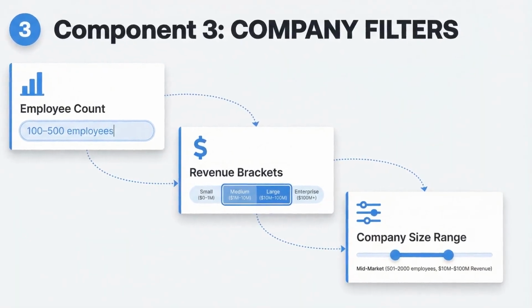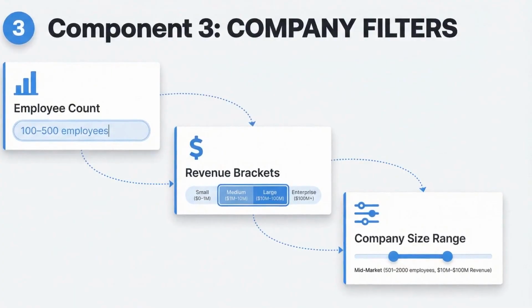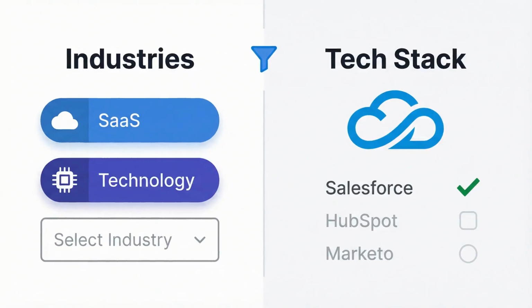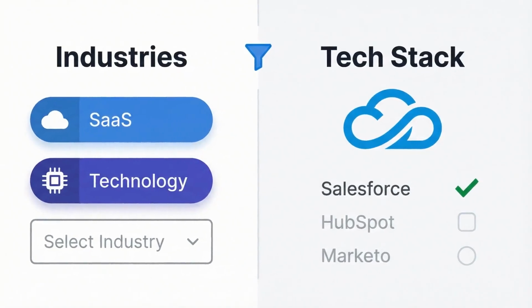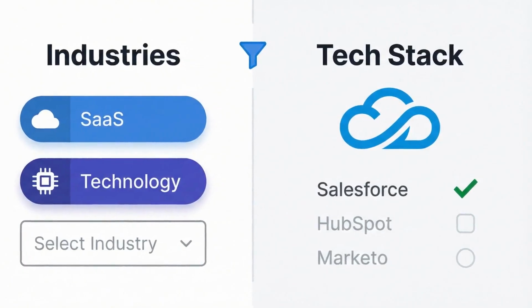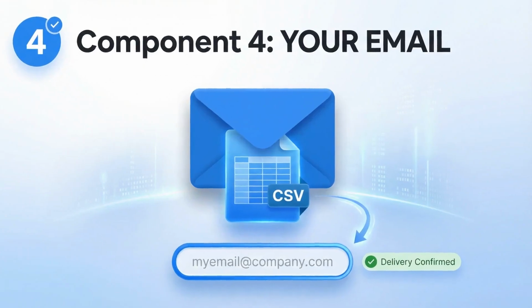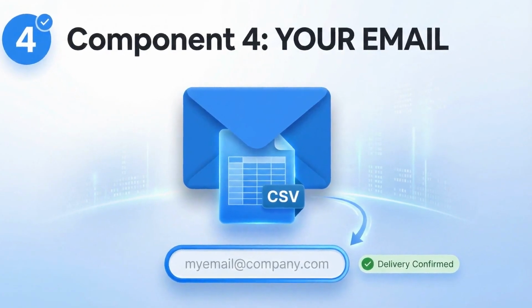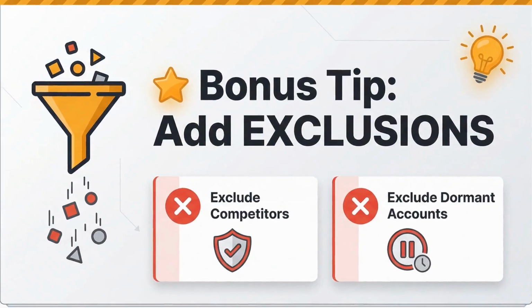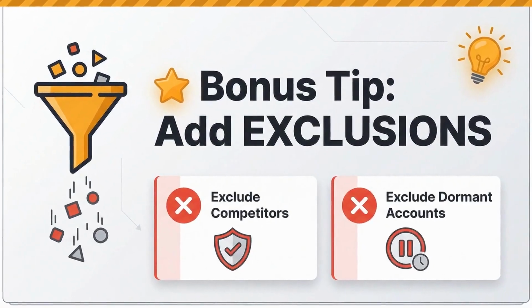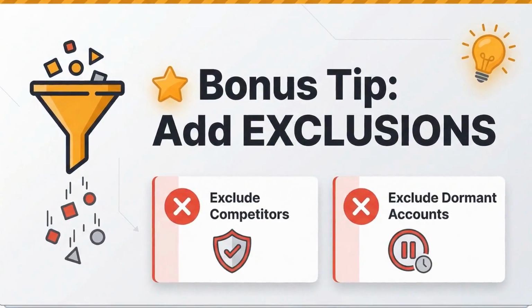Third, add company filters. Define employee count ranges like 100 to 500 employees, revenue brackets, industries like SaaS or technology, and even tech stack like companies using Salesforce. Fourth, include your email address where you want the CSV delivered. Bonus tip, add exclusions to filter out competitors or dormant accounts you don't want to contact.